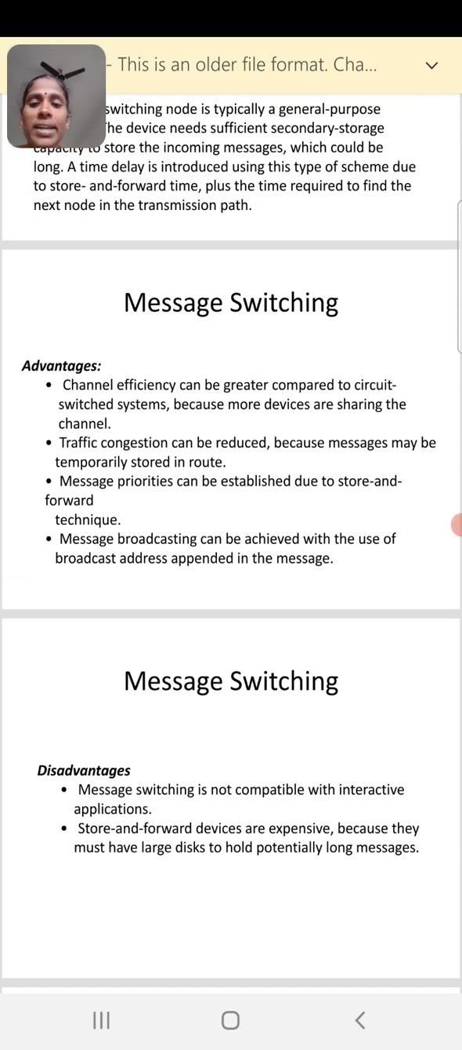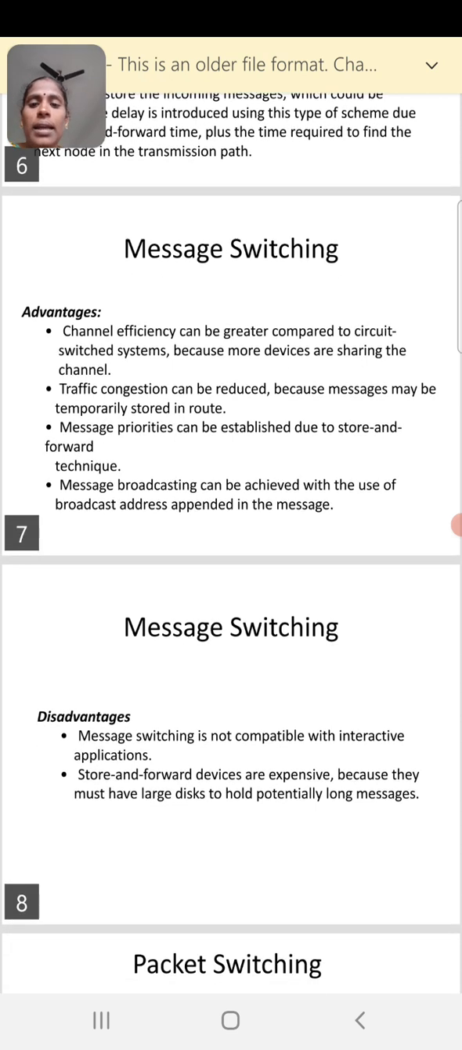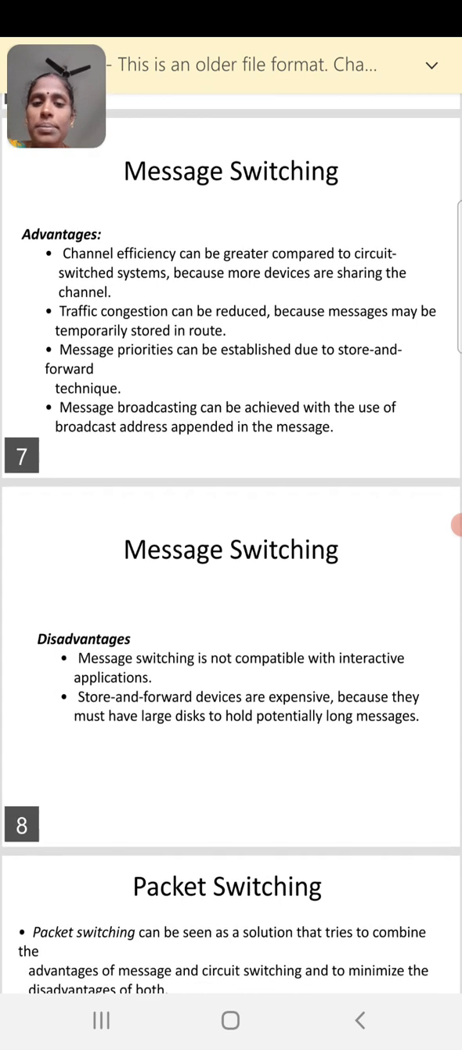Message switching advantages: channel efficiency can be greater compared to circuit switched systems because more devices are sharing the channel. Traffic congestion can be reduced because a message may be temporarily stored en route. Message priority can be established due to store and forward. Message broadcasting can be achieved with the use of a broadcast address appended to the message.